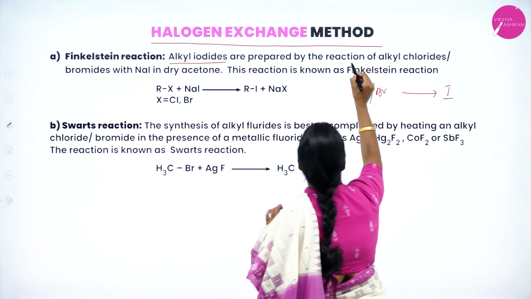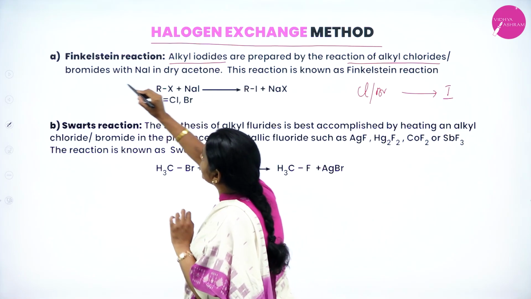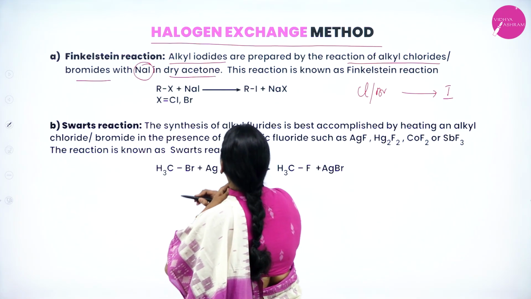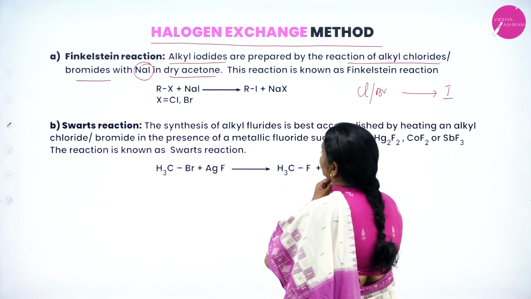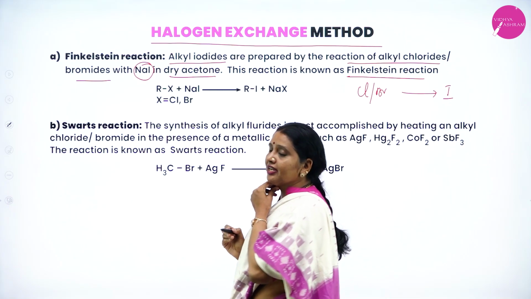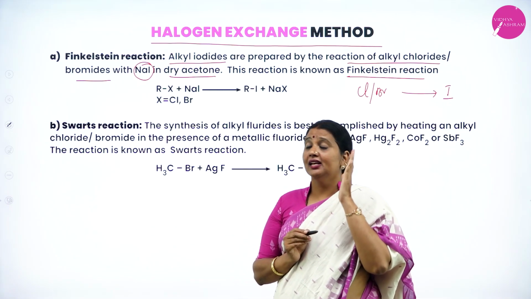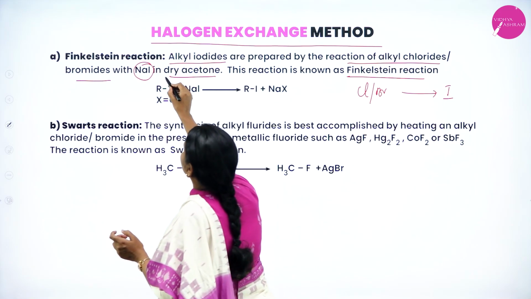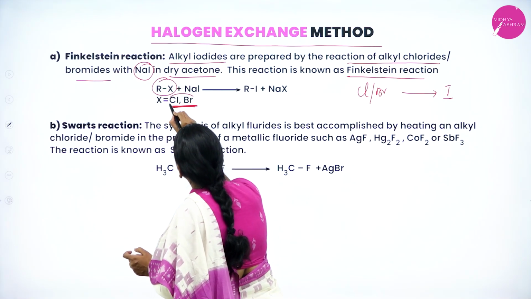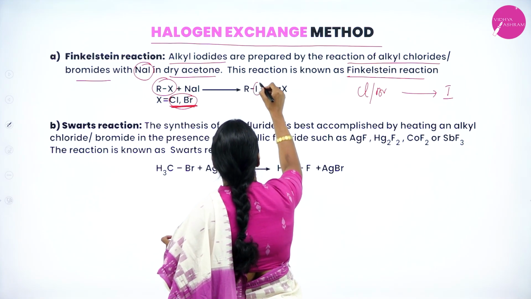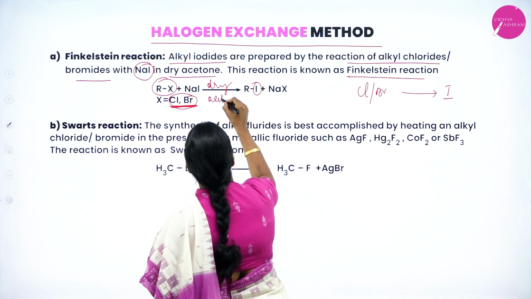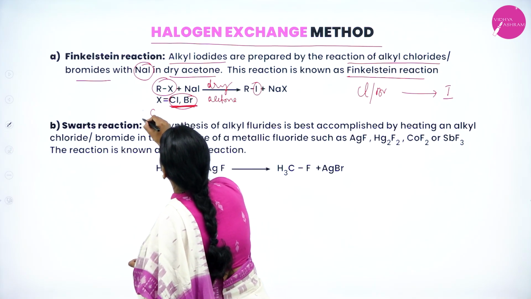Alkyl iodides are prepared by the reaction of alkyl chlorides or bromides using sodium iodide in dry acetone. This reaction is known as the Finkelstein reaction. Take alkyl RX, where X is chlorine or bromine. I convert chlorides and bromides to iodide using sodium iodide in the presence of dry acetone.